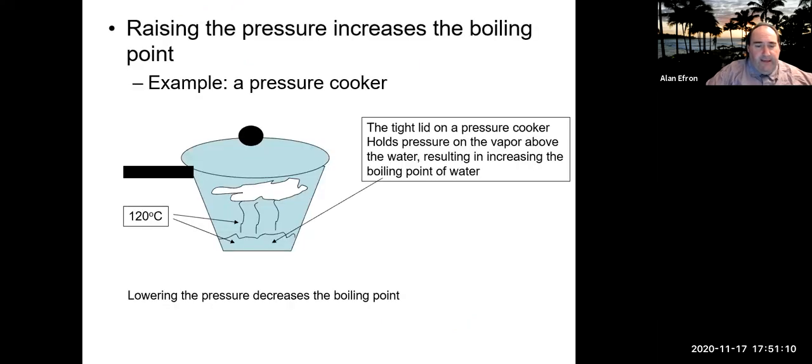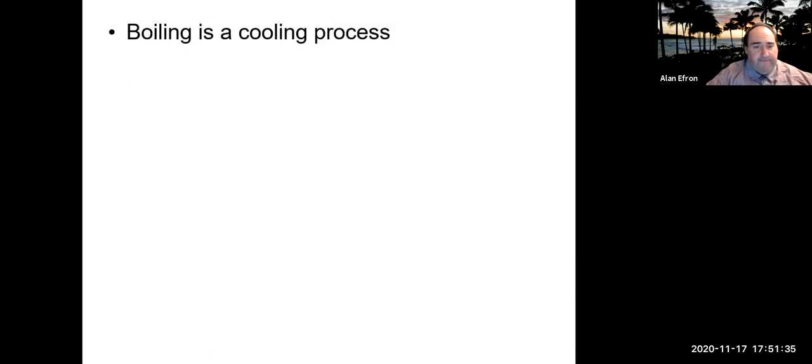Now, raising the pressure increases the boiling point. So something like a pressure cooker, again with that really tight lid on it, holds the pressure of the vapor above the liquid, resulting in an increase in boiling point. So we have a lot of vapor above the liquid, and it starts to boil at a little bit higher temperature. Lowering the pressure will decrease the boiling point as well.